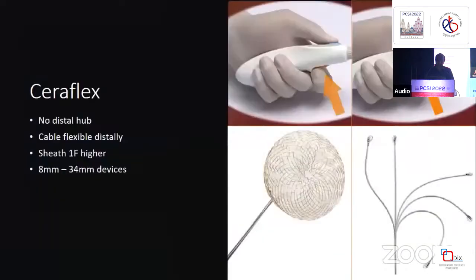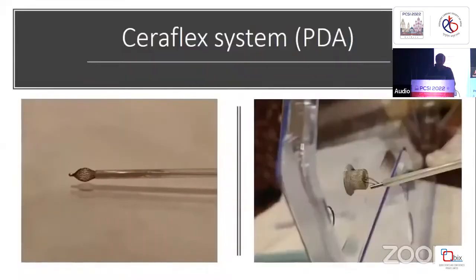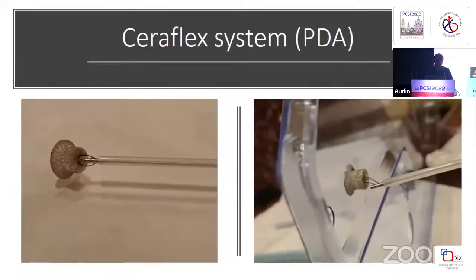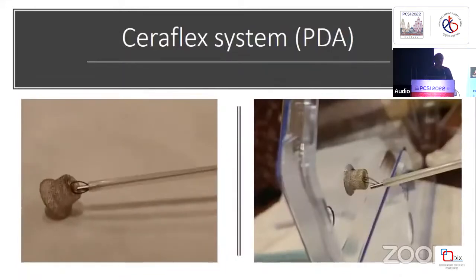And this is the other difference, that is the absence of the distal hub, which is supposed to reduce the extent of thrombogenicity on the left heart. And we should also note that compared to conventional ASD occluders, the requirement for sheath size is 1 French higher, and for Seraflex, the company provides it at 8 millimeter to 32 to 34 millimeter sizes. So it's not a device which is meant primarily for large defects. And this is a PDA occluder, but the difference is essentially in the distal tip.